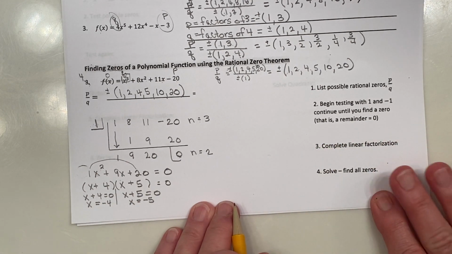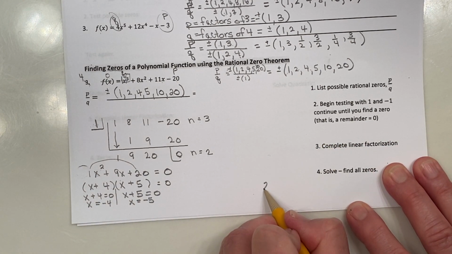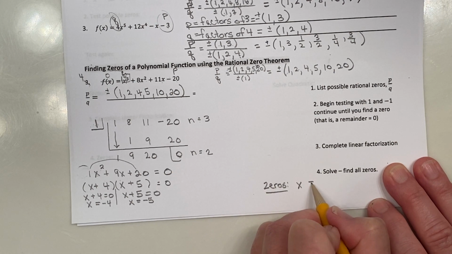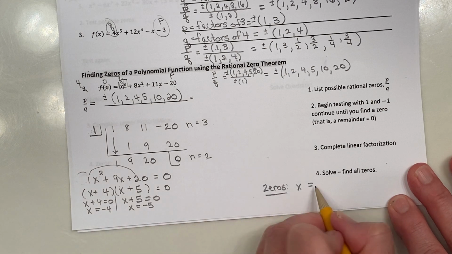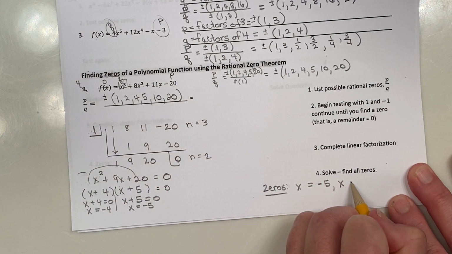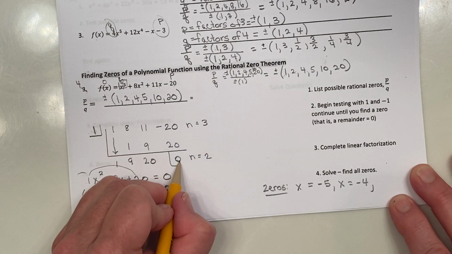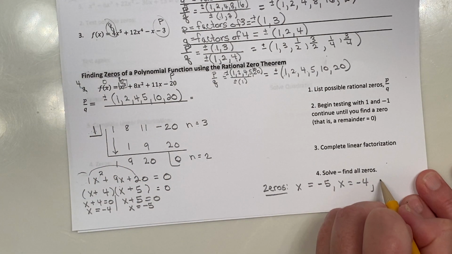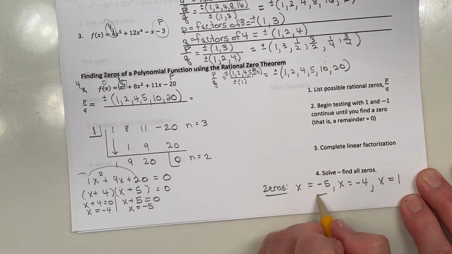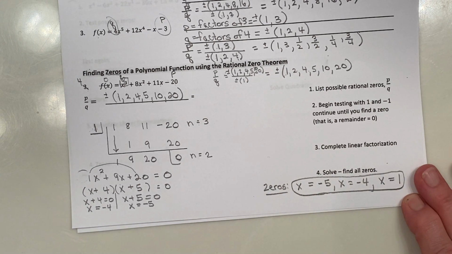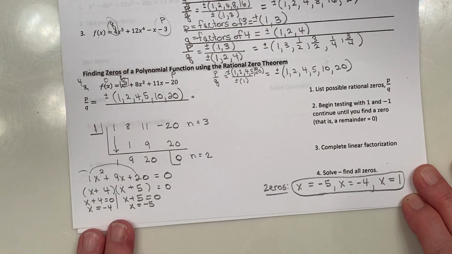Okay, so I actually went ahead and found all the zeros pretty quickly. My zeros are x equals -5, x equals -4, and don't forget, this is a 0 too, because it gave us a remainder of 0 here, and x equals 1. At most, we would have 3 zeros of any kind on this cubic function.